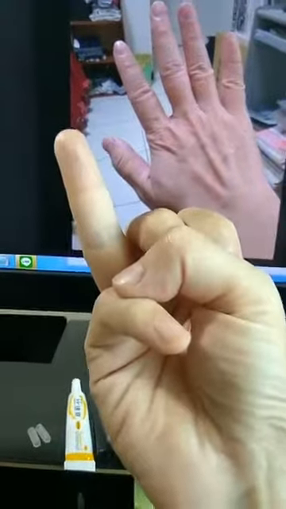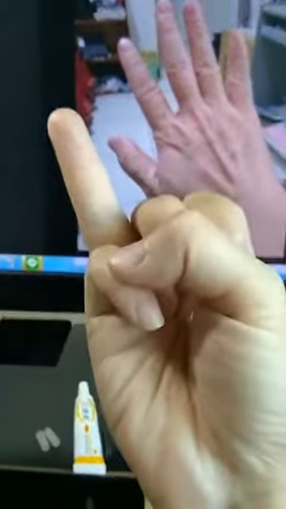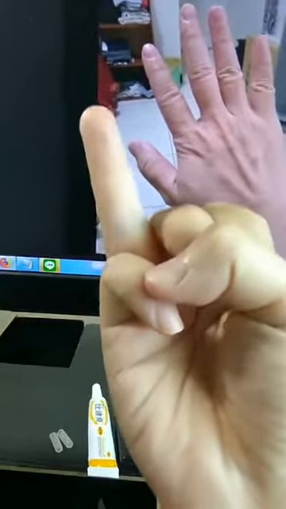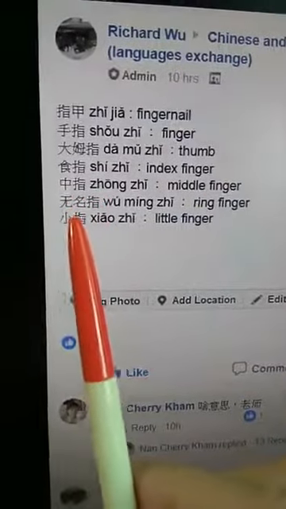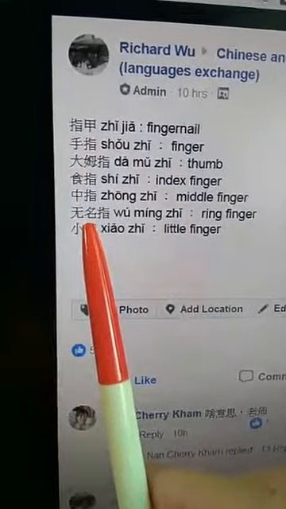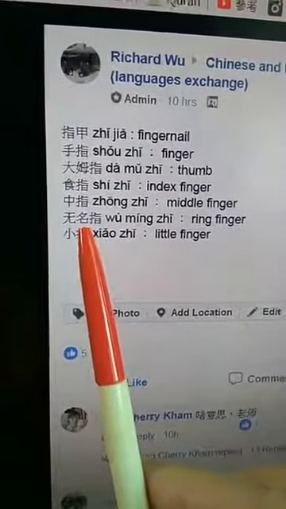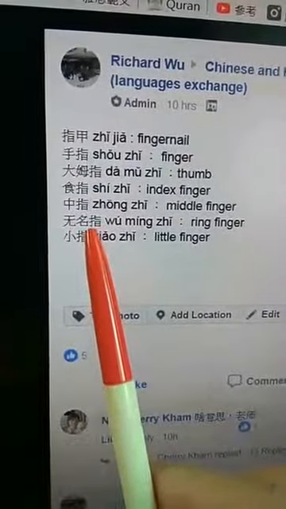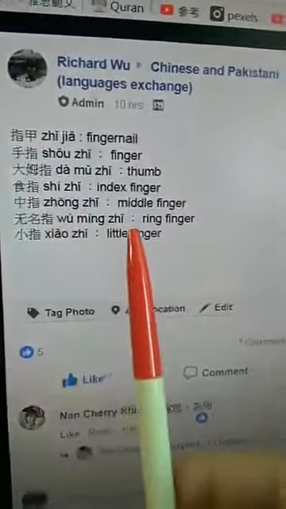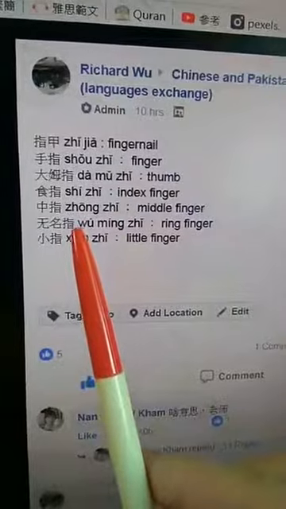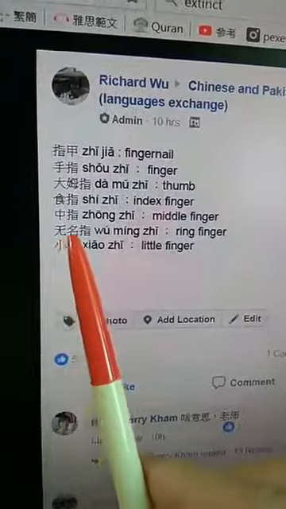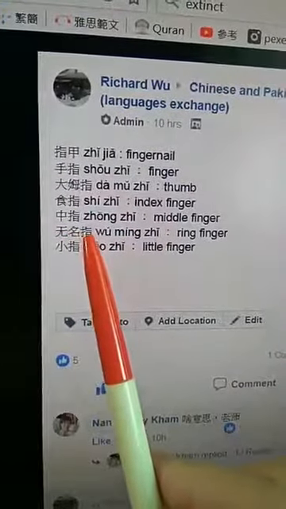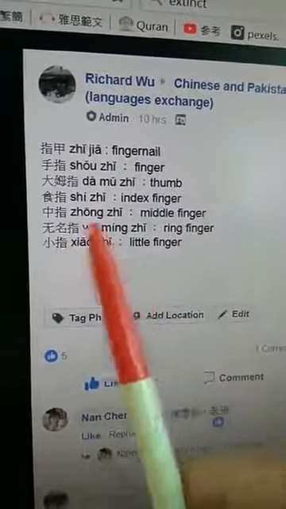So in Chinese, we call this finger no name, a finger without a name. 无名指, 无名 means no name, without a name. We don't know how to call the finger, so we just don't give the finger a name. So 无名指 means ring finger, a finger without a name. 无名 means without a name, 指 means finger, 无名指, ring finger.